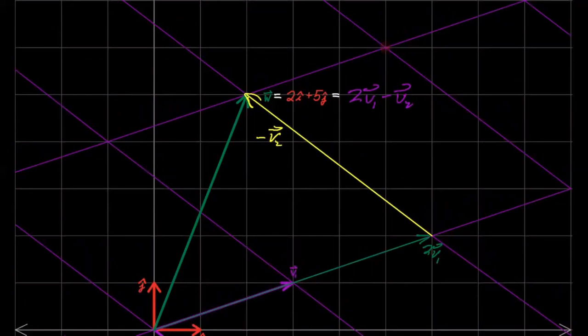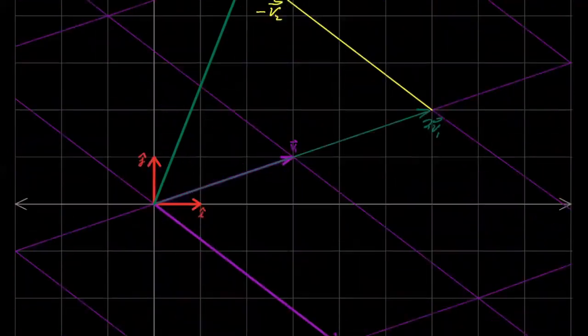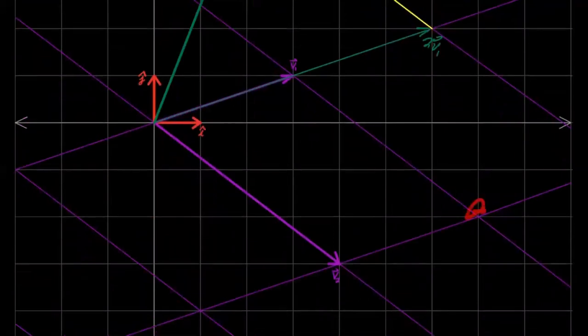That would be 3v1 minus v2. Right here would be v1 minus v2. You can sort of go down the grid. You could say this would be v1 plus v2 over here. This would be minus v1 plus v2, this point. And you can also get points in the middle.